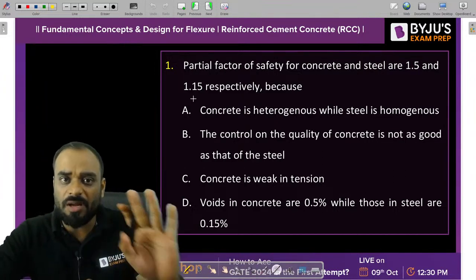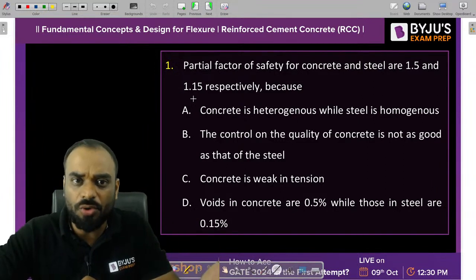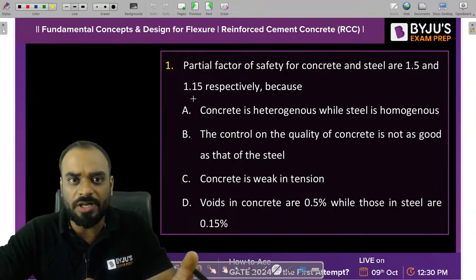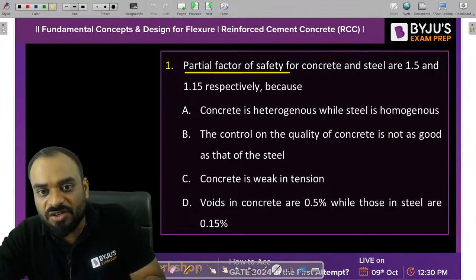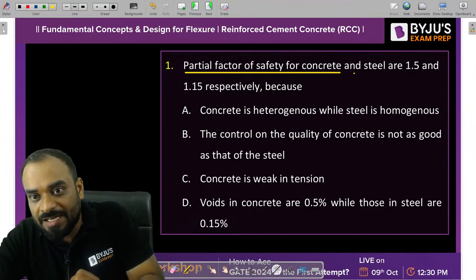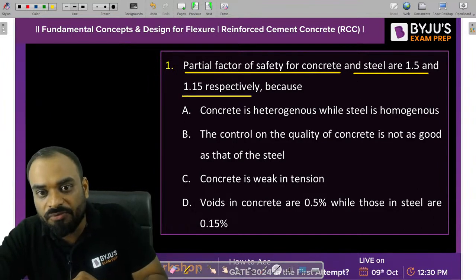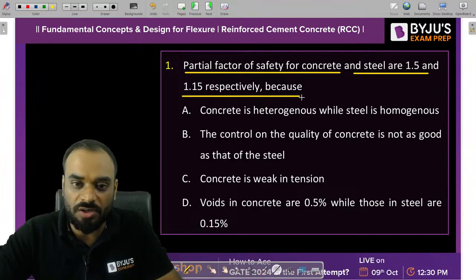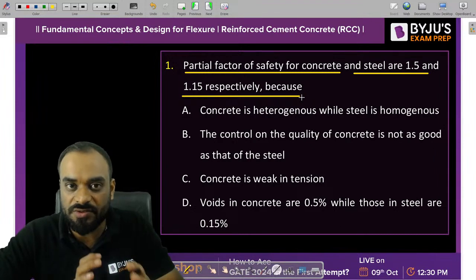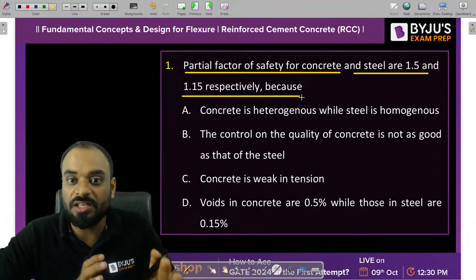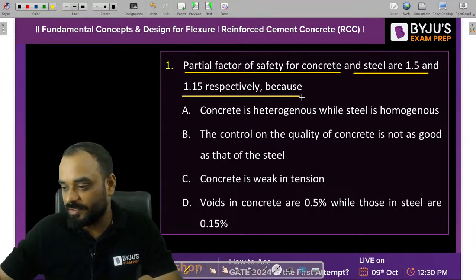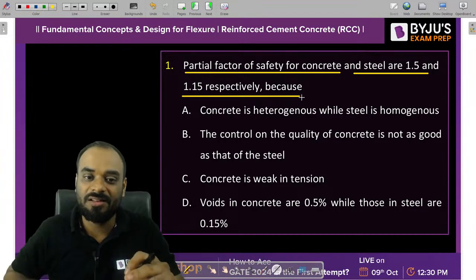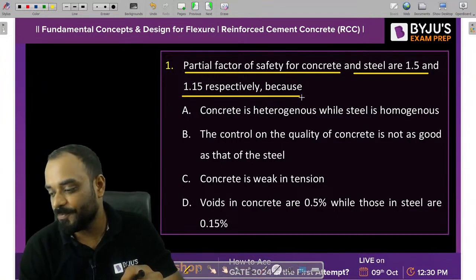The partial safety factors are a fundamental concept based upon your codal provisions, which is also important for your 1-mark problems. So tell me the answer of this one guys. The partial factor of safety for concrete and steel are 1.5 and 1.15 respectively. Now what is the reason? Why have they mentioned the lesser factor of safety in case of steel and the higher factor of safety in case of concrete? Tell me guys, which answer is correct, whether it is A, B, C or D?